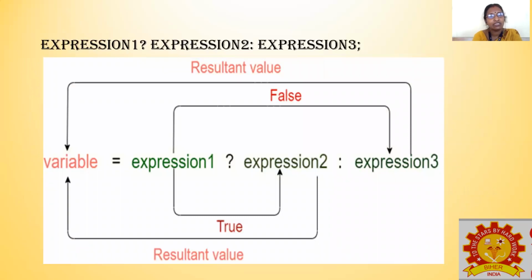So it is pictorially depicted here. Here, variable equal to expression 1 question mark, expression 2 colon, expression 3. Clear? Now what we are doing here: if expression 1 is true, expression 2 will be the result of the variable. If expression 1 is false, then expression 3 will be the result of the variable. So this ternary operator or conditional operator is pictorially represented in the diagram.